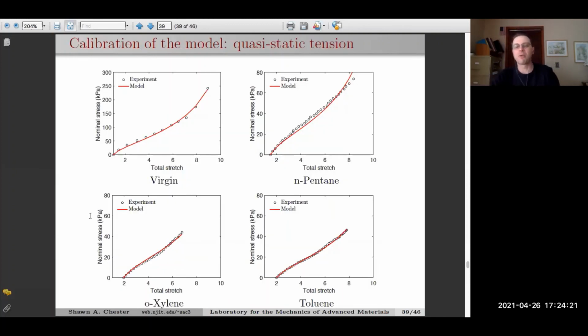Something I think is a little more important, and I know I'm a little late, I'll go faster, is calibration. Here you're looking at quasi-static tension data from the very beginning, the virgin material, and then the 3 experiments swollen in different solvents, and the model calibrated to it is the red line on top. So it does a decent job at picking up the change in modulus with swelling. If you notice, the scale goes from 300 to 80.